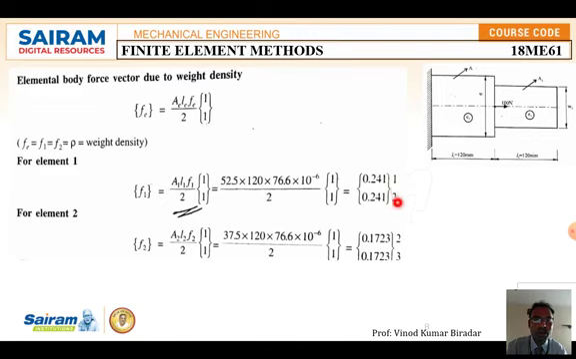This belongs to element one. Okay, second element. You also have to substitute the second element values, that is A2, L2, F2. Weight density plays a major role in this problem. So you calculate the weight density, and you are going to get the F2 value equal to 0.1723 and 0.1723. Since it belongs to the second element, the node numbers are 2 and 3. So you calculated the F1 and F2 values.